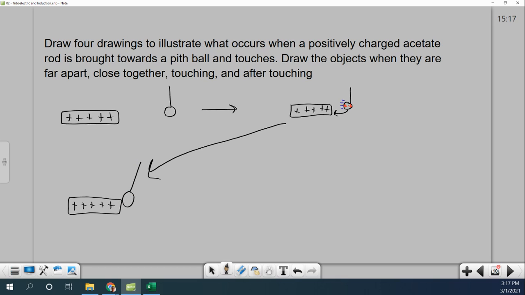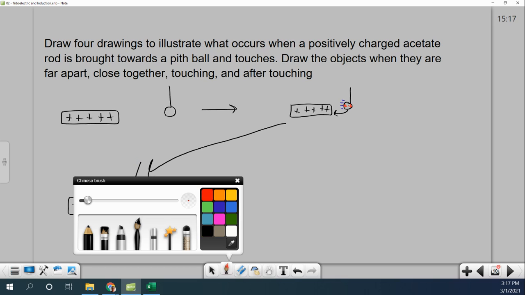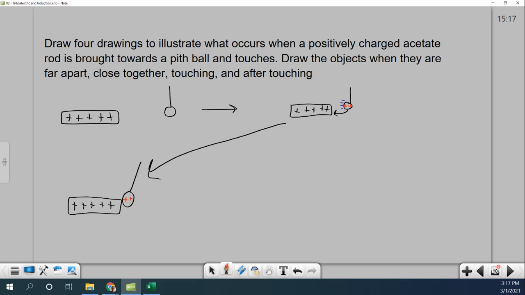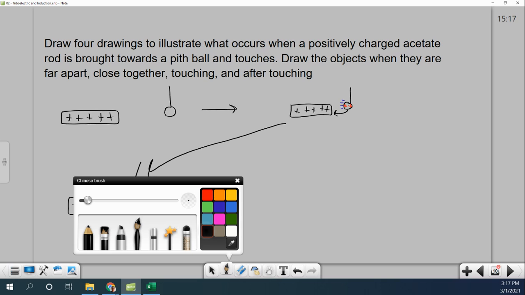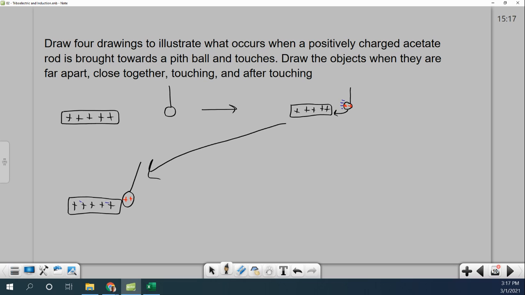There's my ball. Now the positives are still there, but my electrons have jumped into the positive rod and basically disappear. They're eaten up by the positive. There's so much positive on that rod that the charges disappear.